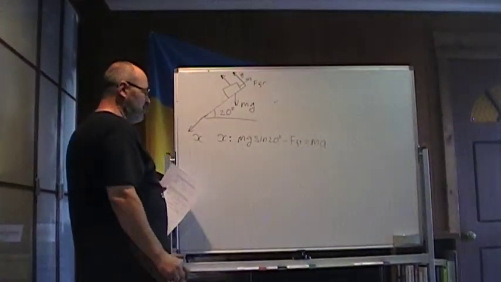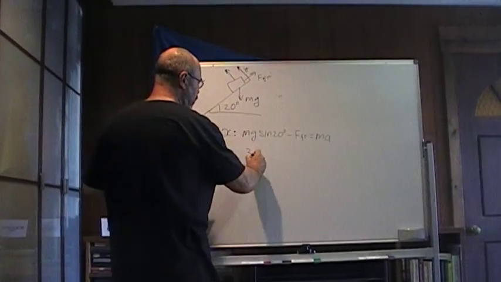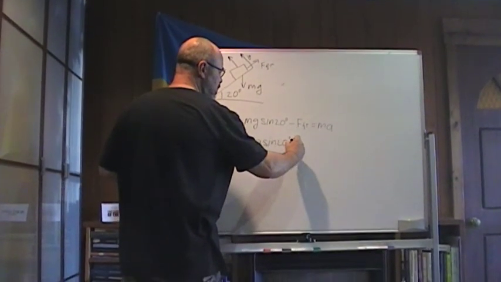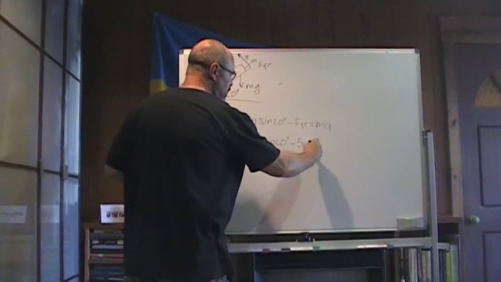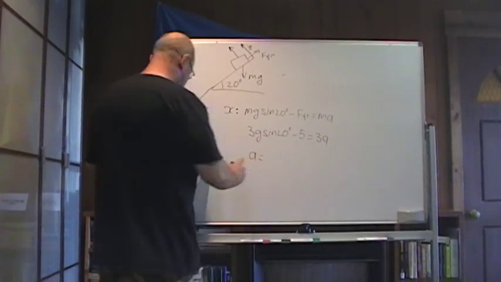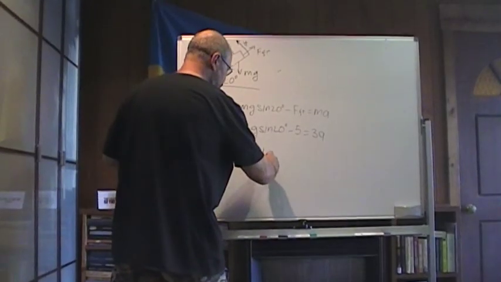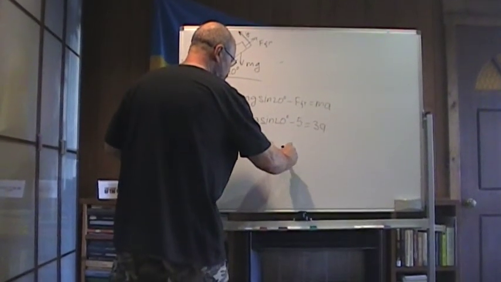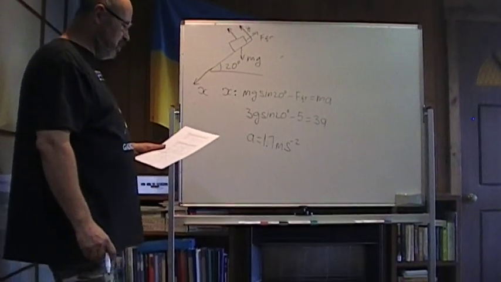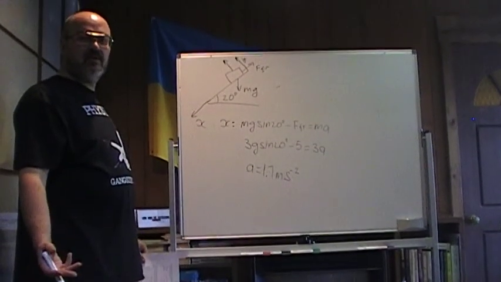ma. Substituting numbers, we have that mass 3g sine 20 degrees minus 5 newtons equals 3a. From here, acceleration will be equal to 1.7 meters per second squared. To find the final velocity, we can again use the same kinematics formula.